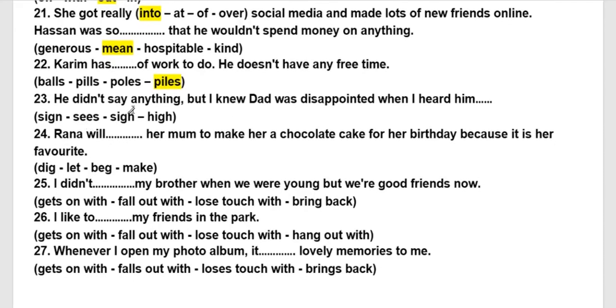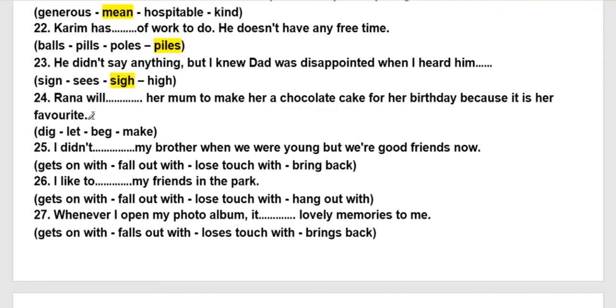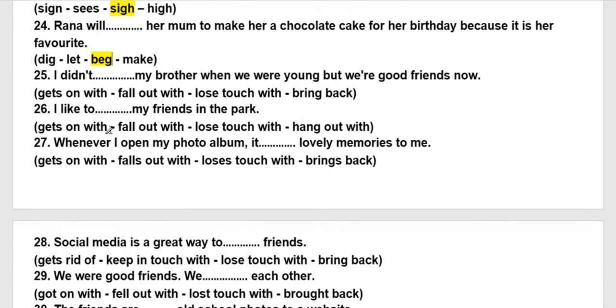He didn't say anything, but I knew Dad was disappointed when I heard him. Right, I heard him what? Sigh. Rana will insist her mom make her chocolate cake for her birthday because it is her favorite. Right, Rana will ask her, she will insist, in a polite way, to get a piece of cake.